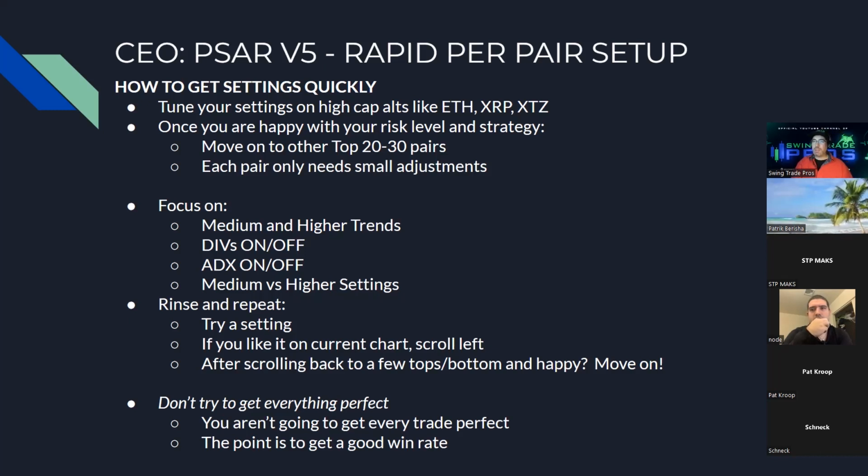XRP is great because it's got a very deep order book and very good liquidity, but it still can have volatility in there. So I like XRP for that. I made a lot of the default settings to work in XRP, and then the most difficult alt is what I like to use to really battle test settings, and that is XTZ.